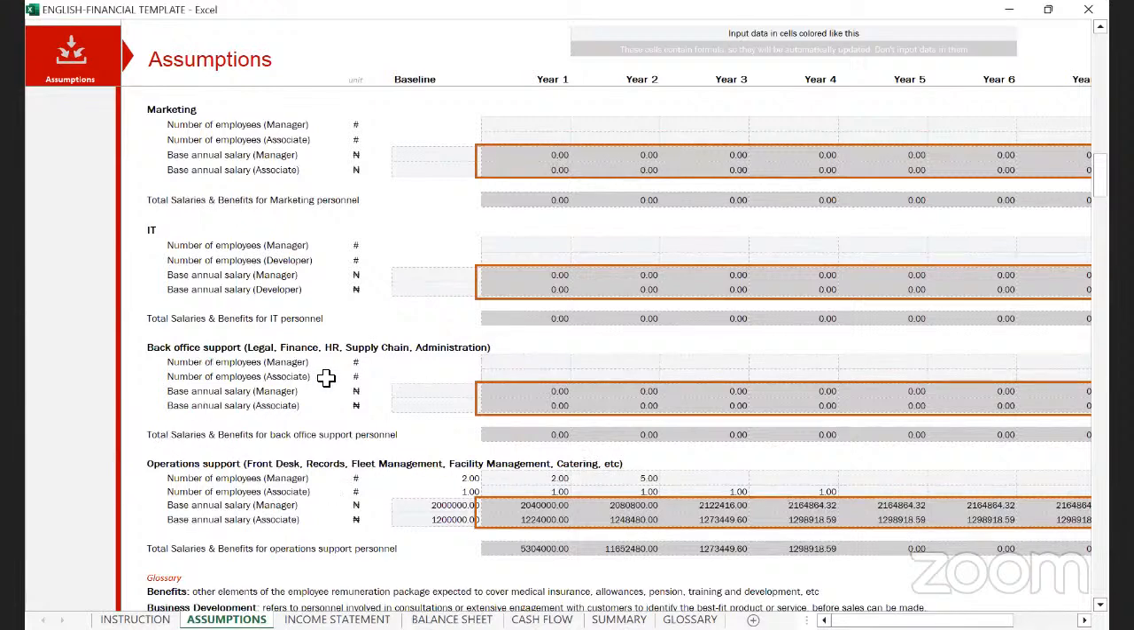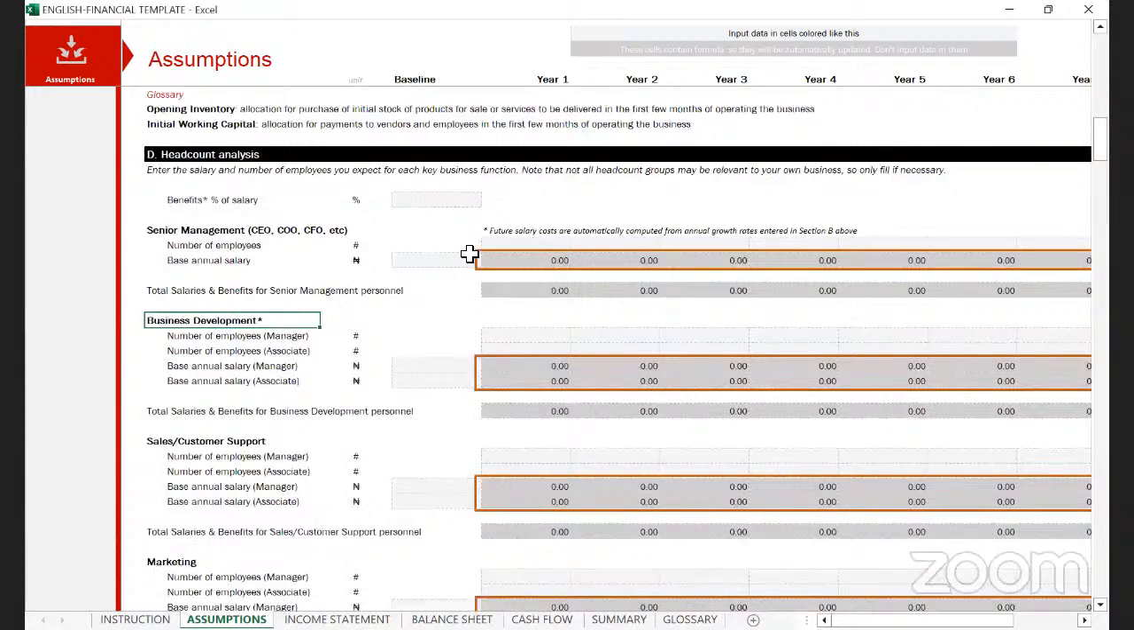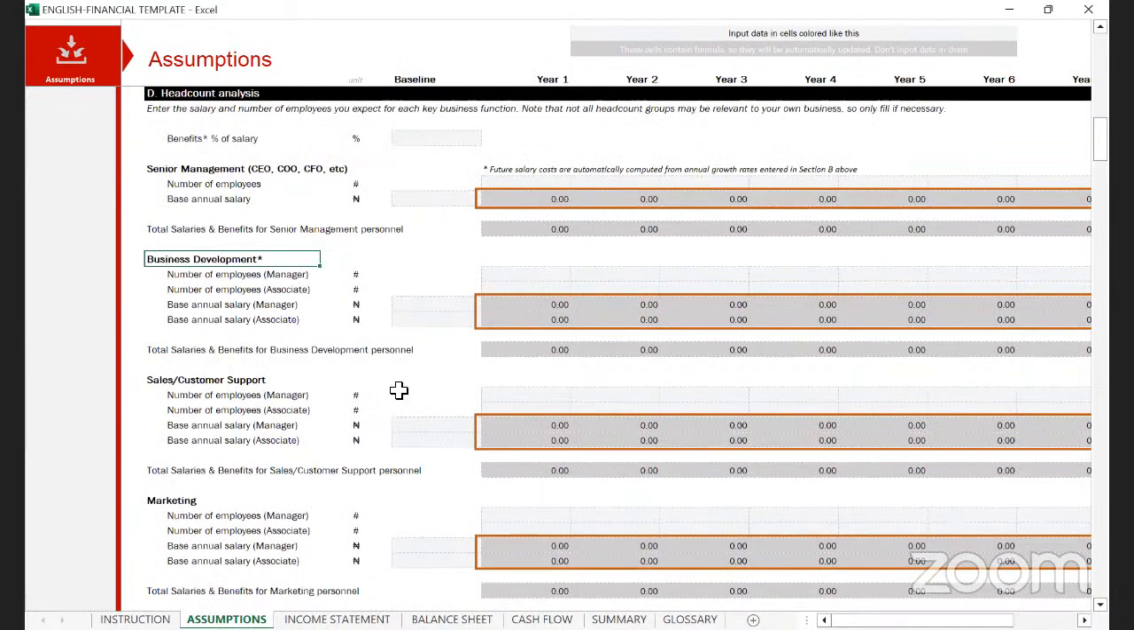Note that you do not need to fill every section here. Based on the type of business you're running, you might not need to hire people into business development or people into marketing or people into sales. So only fill what applies to your business.